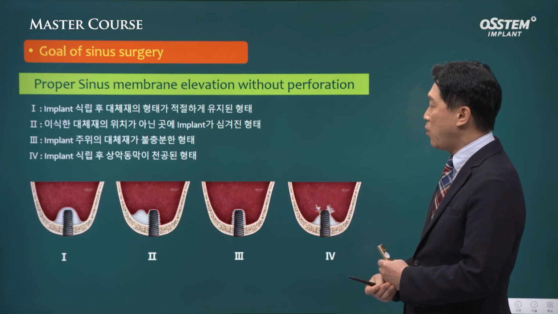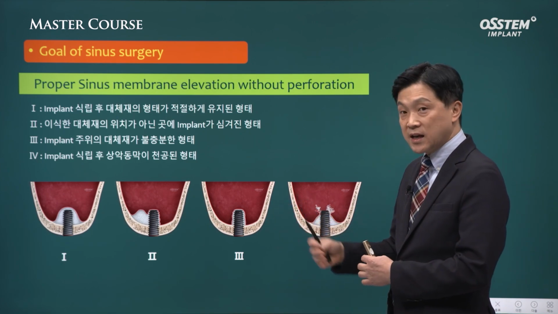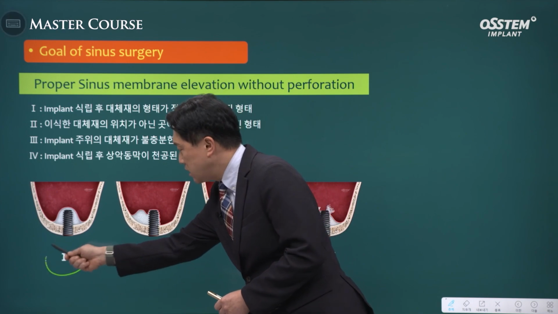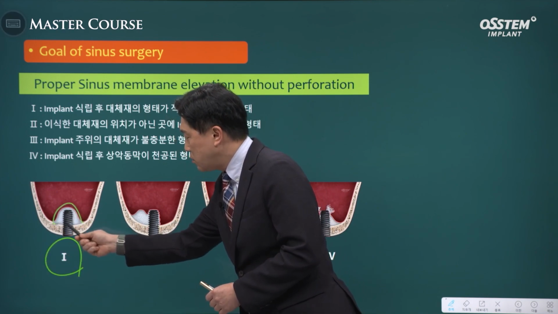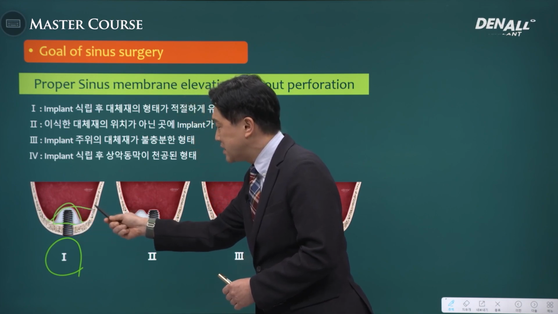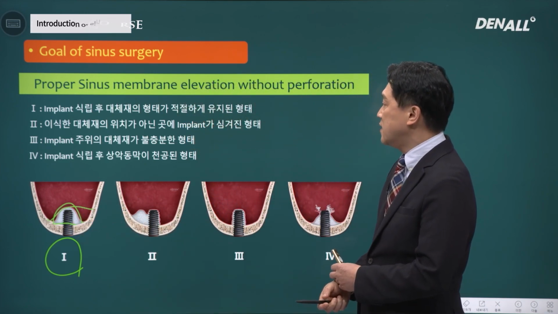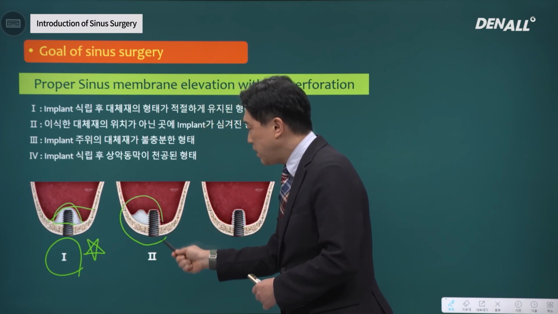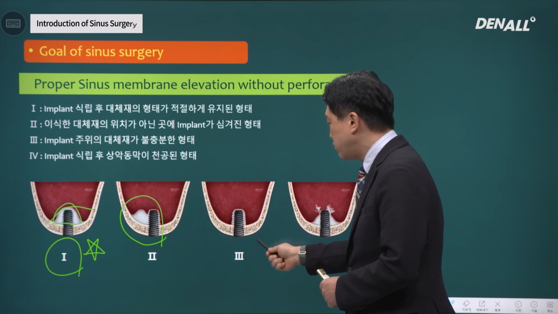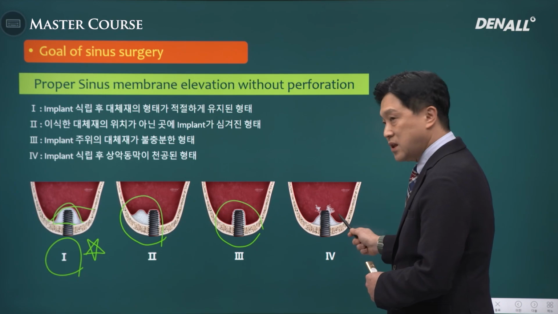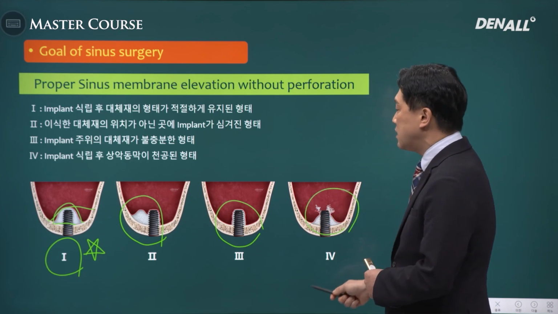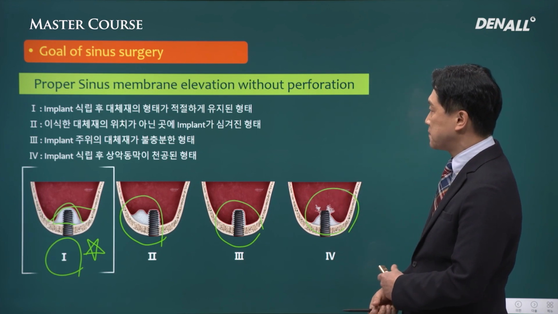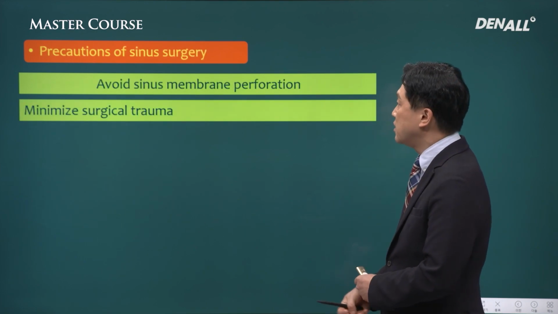If you look at the 4 different examples, at a glance we can see which is most ideal. As shown in number 1, around the implant, appropriate bone graft materials are positioned and the elevated sinus membrane is well maintained. That is the goal we are heading for. As shown, if membrane elevation is only done on one side or incomplete, or if there is perforation and scattering of bone graft material, then it would lead to less than ideal situations. The first is most important.